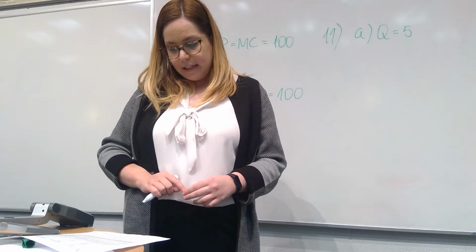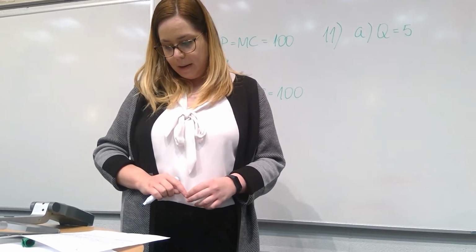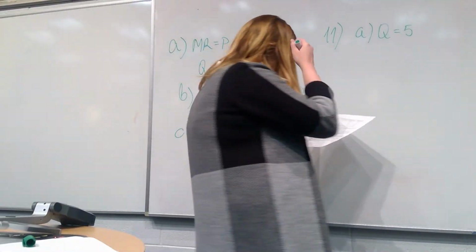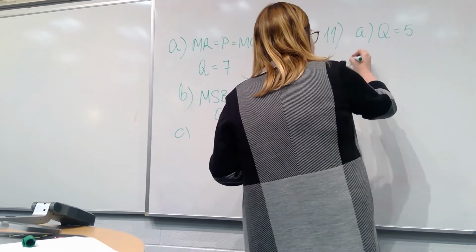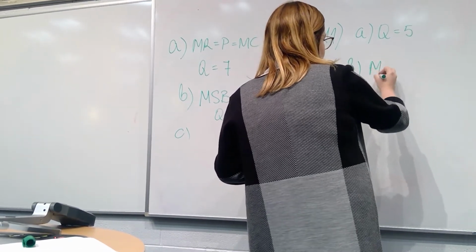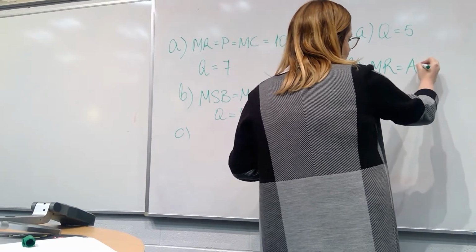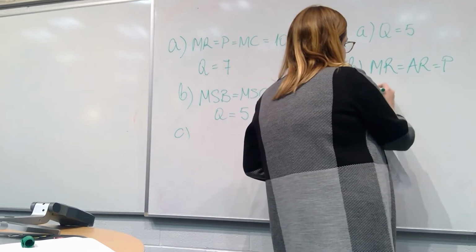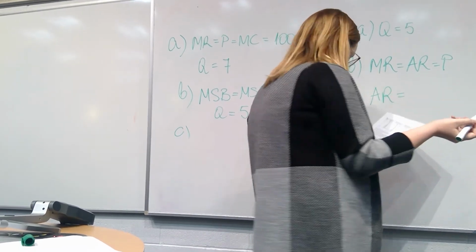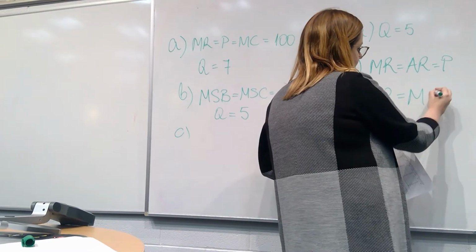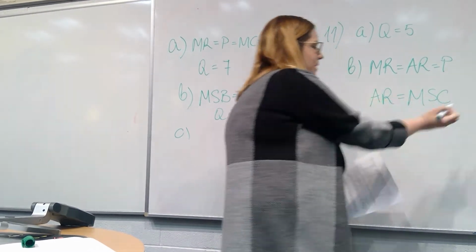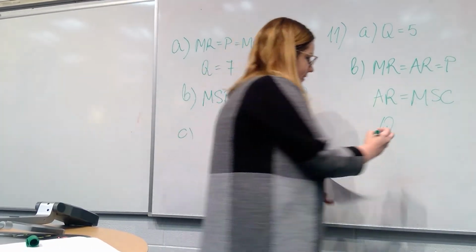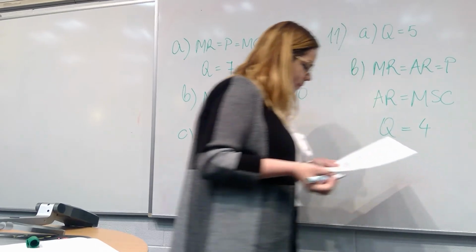B: what is the socially efficient level of output, assuming no externalities on the demand side? So here we have 2 bits of information that are important. First, that marginal revenue is equal to average revenue, which is equal to price, and then that average revenue is equal to marginal social cost, which is the particular link that we are going to use to arrive at our answer to this question, to get the quantity of 4 units.